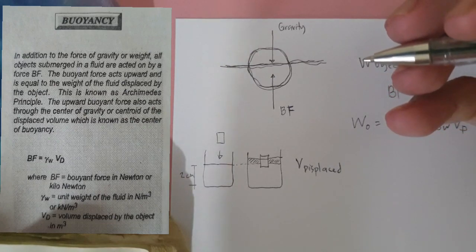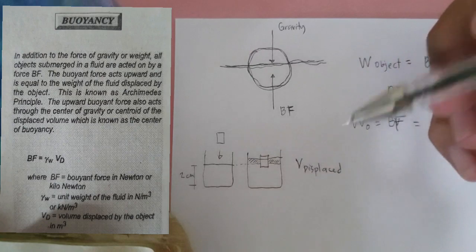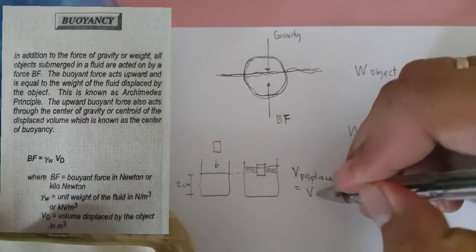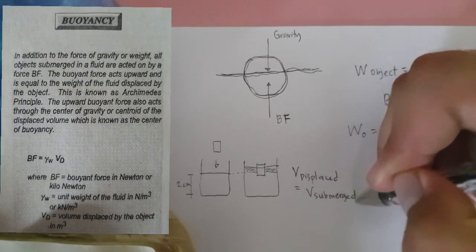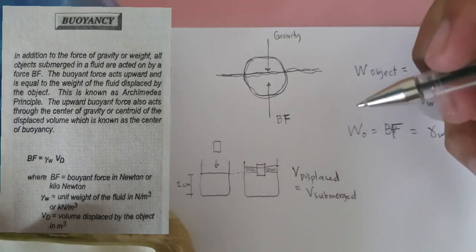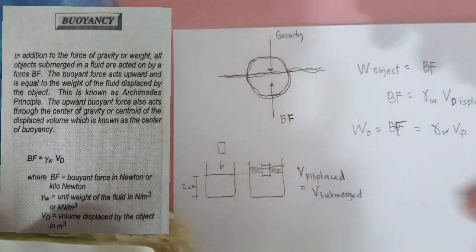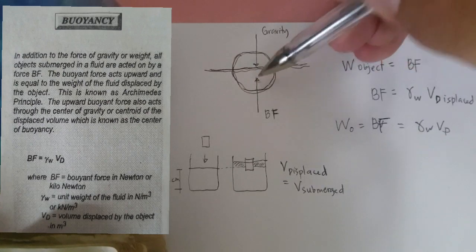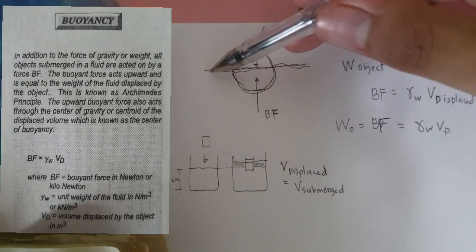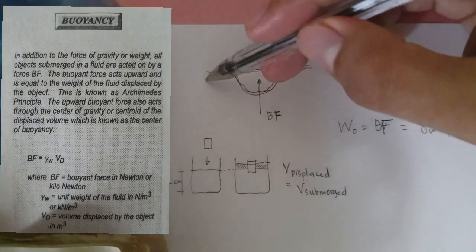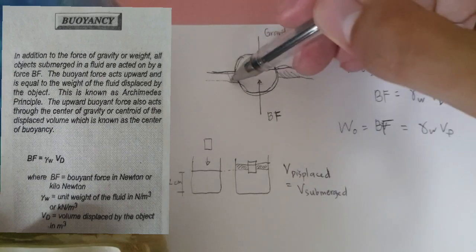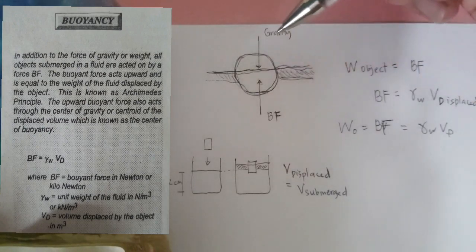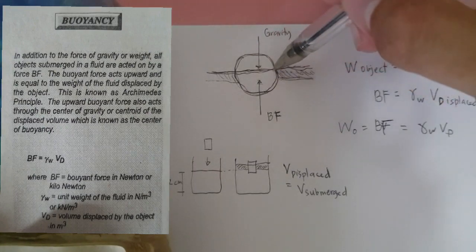Okay, so that volume could also be equal to the volume submerged. Equal to the volume submerged. So that is the concept: the total weight of the object is equal to the buoyant force. But the volume displaced, the volume pushed aside when the object is placed, is the volume submerged. Okay? Volume submerged.